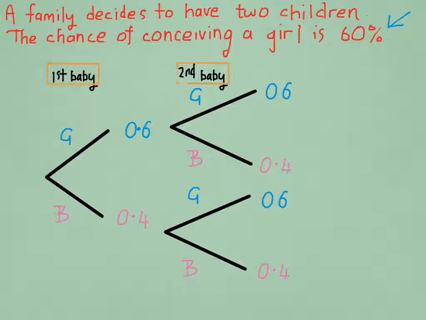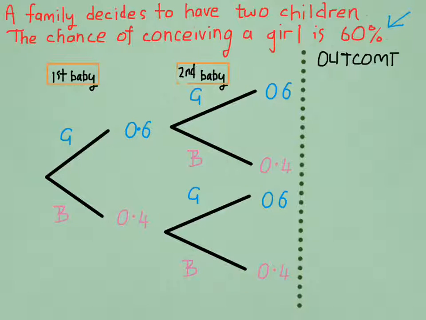Notice that as we go from the first baby to the second baby, the probabilities stay the same. That's because we are assuming that each event is equally likely to occur, or we are sampling with replacement. So in terms of the total outcomes of this tree, we have GG, which is the 2 girls.